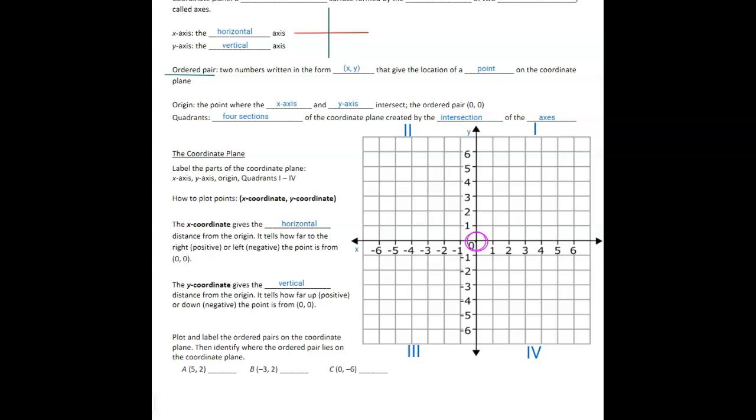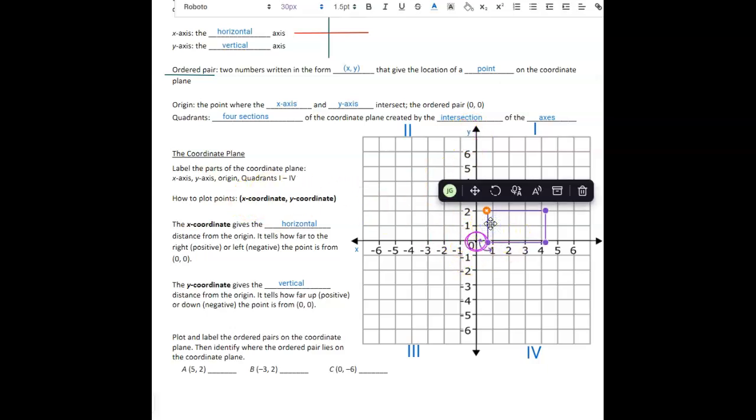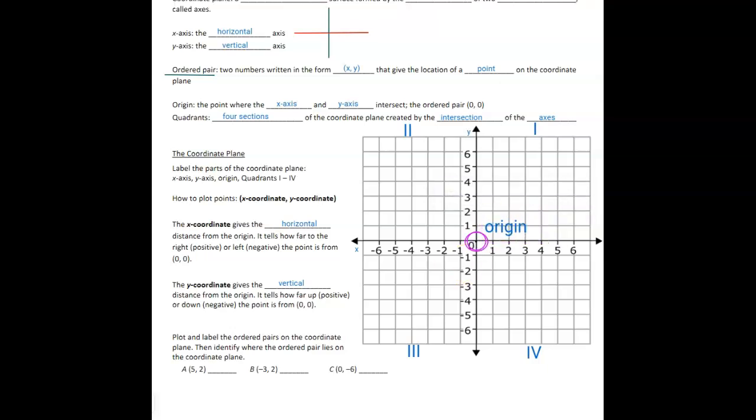Okay, so this coordinate plane, we labeled the parts of the coordinate plane as your x-axis and your y-axis. We highlighted the origin here with our purple circles. And then we also labeled our quadrants 1 through 4.